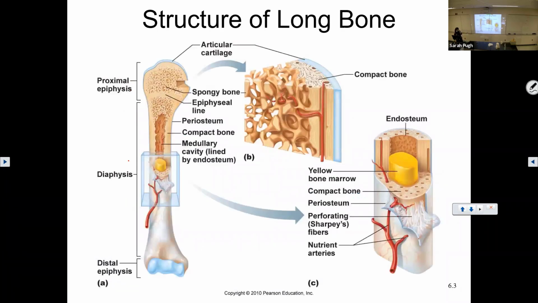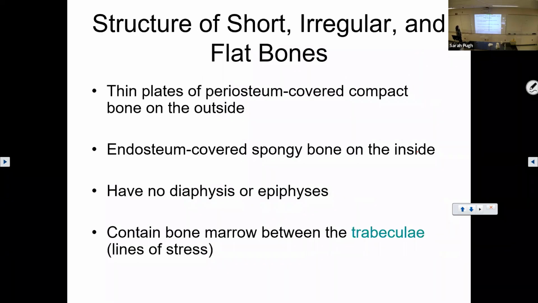So if we look at this picture, now we're going to come over here and look at the image on the right. We can see the periosteum around the outside, and we can see where it's connected by all these Sharpey's fibers to the bone. And then we can also see these nutrient foramina. So you can see these holes here that are allowing the nutrients to get into the bone. You can also see the endosteum, which is going to line the inside of the bone, like the medullary cavity. So that's the structure of a long bone.